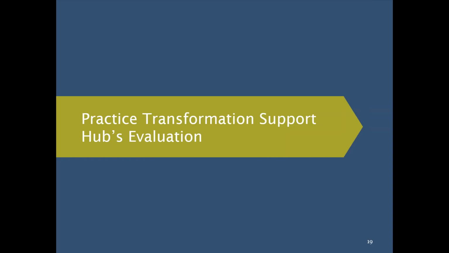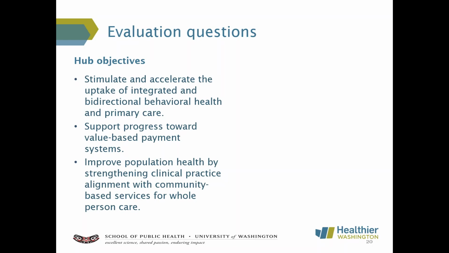Thanks, Dave. For this section, I'll be talking about the evaluation of the Practice Transformation Support Hub, which has the 3 primary objectives listed here from the Hub website that many of you are familiar with. The first is to stimulate and accelerate the uptake of integrated and bidirectional behavioral health and primary care, support progress towards value-based payment systems, and improve population health by strengthening clinical practice alignment with community-based services for whole-person care.